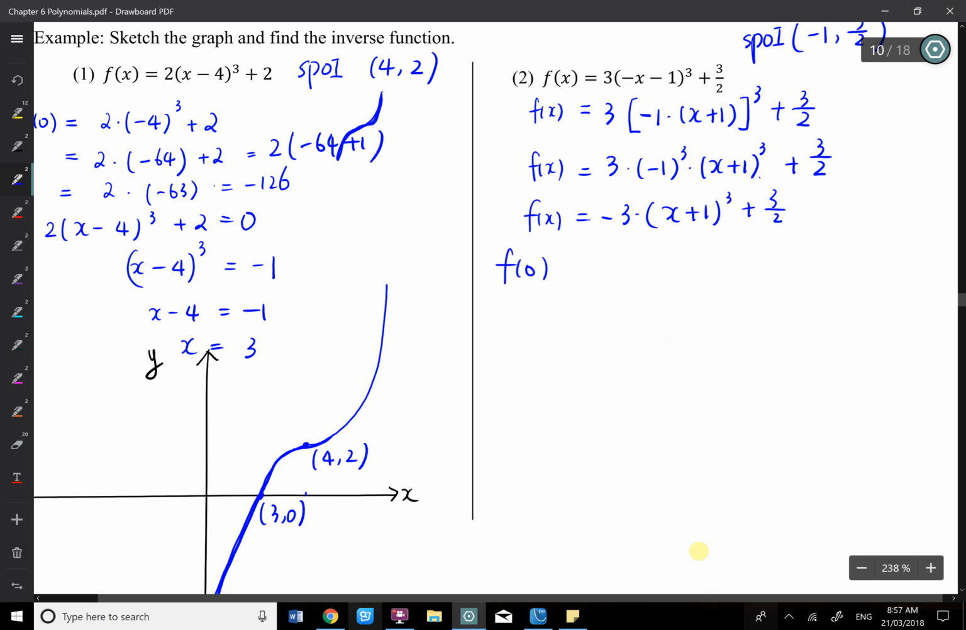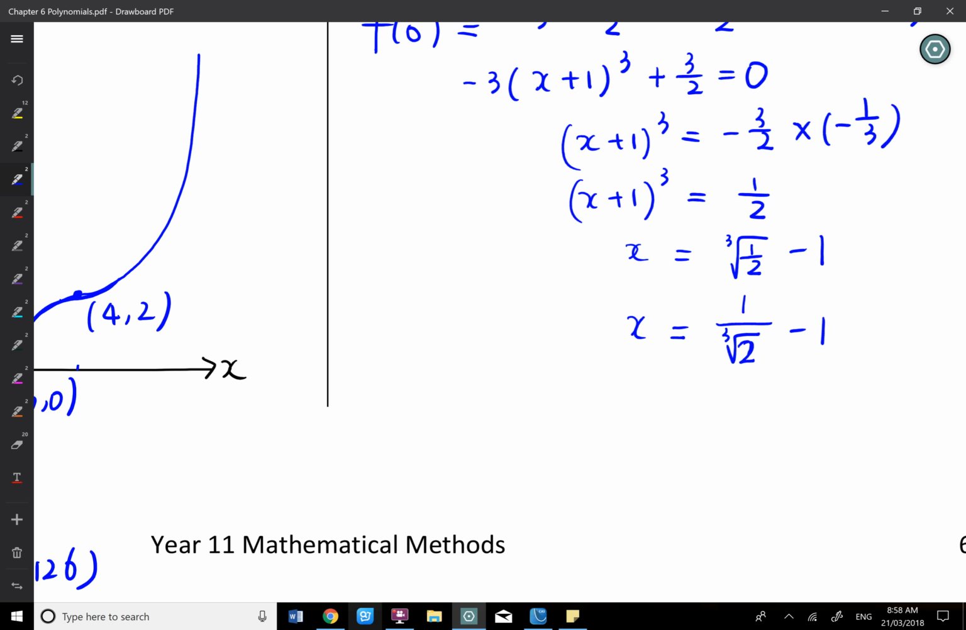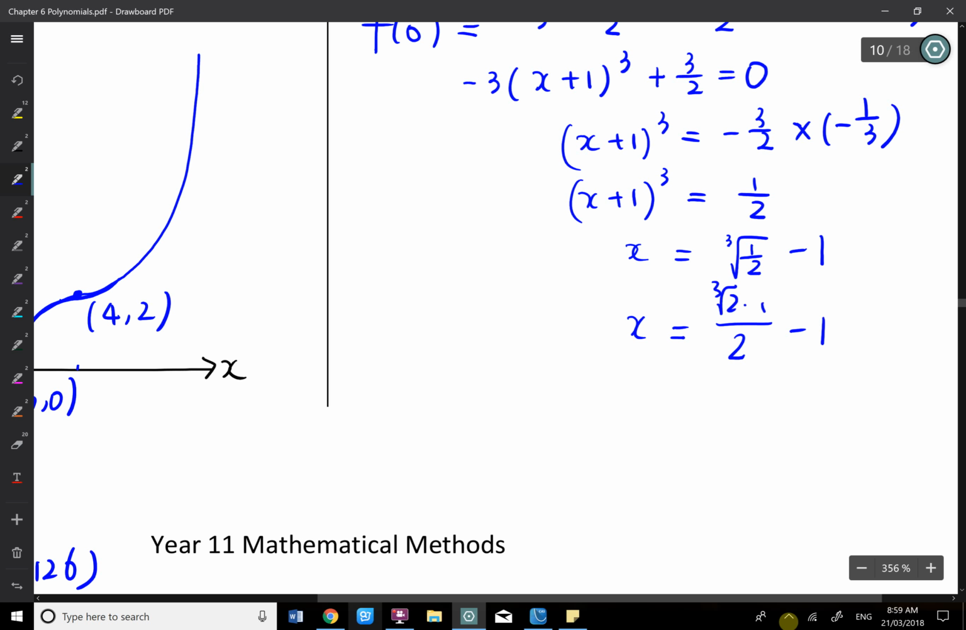Okay, got half here, and x will be cube root over half minus 1. But we need to rationalize it. Well, what we have is a cube root 2 over 1 minus 1. Think about it. We need to times another cube root 2 there, right? Cube root 2 times cube root 2, so the denominator will become a 2. And then the numerator is cube root 2 times cube root 2.